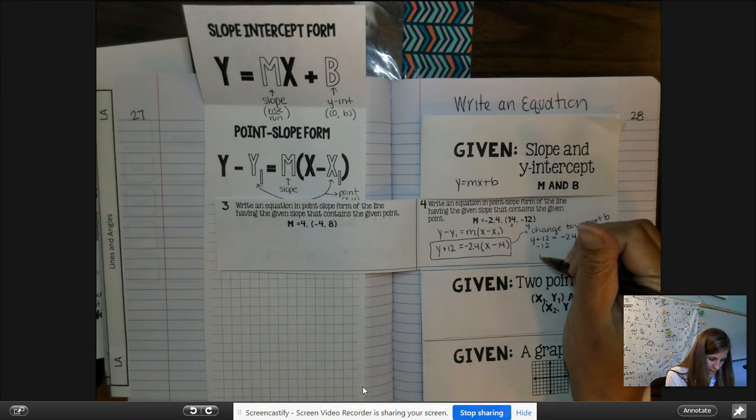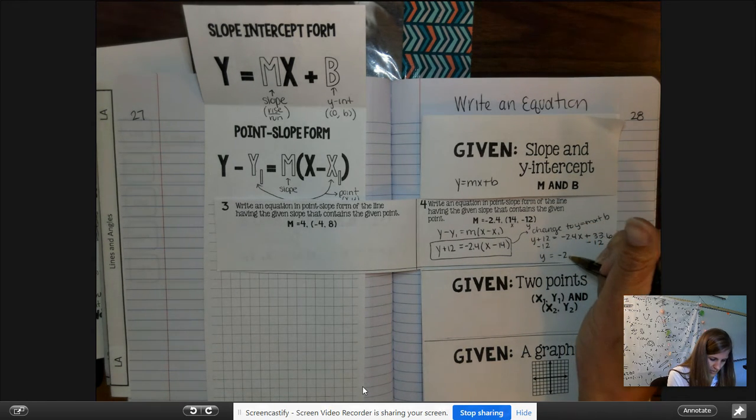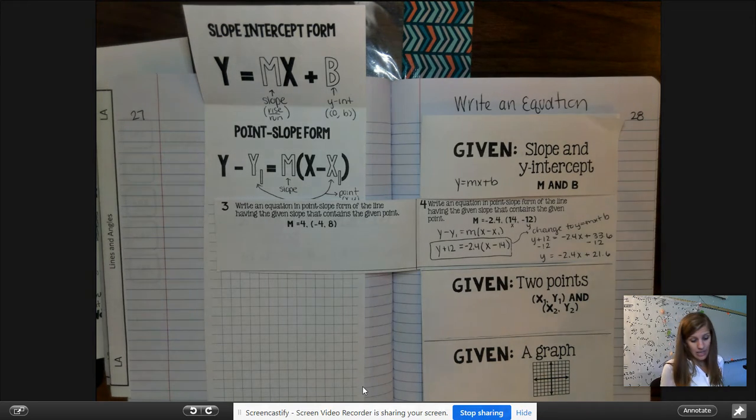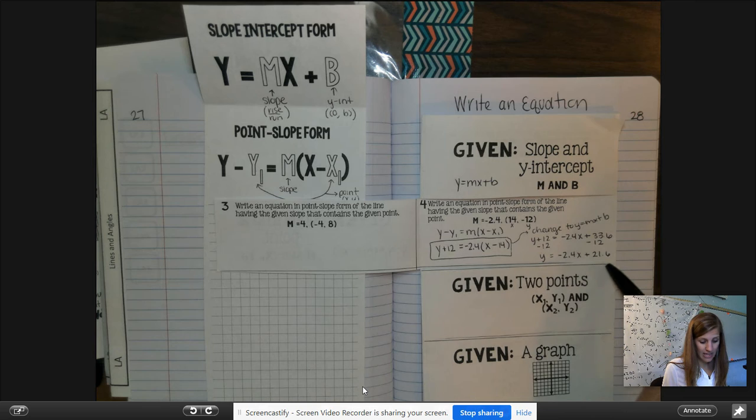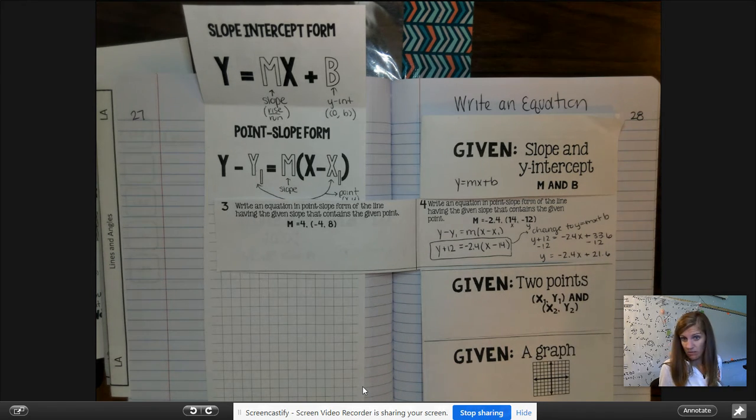And so then I'd have y all by itself equals negative 2.4x plus 21.6, which is useful because I still see my slope, still the same, but now I can see a new thing. I can see my y-intercept. So that's kind of fun.